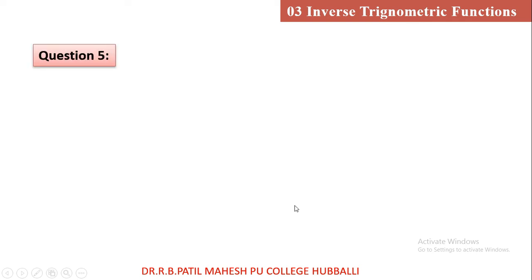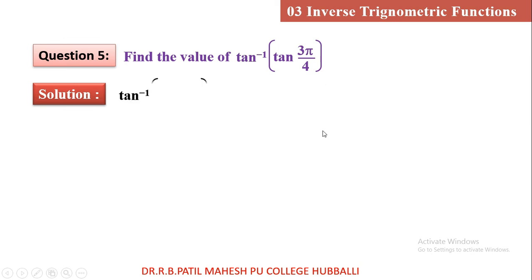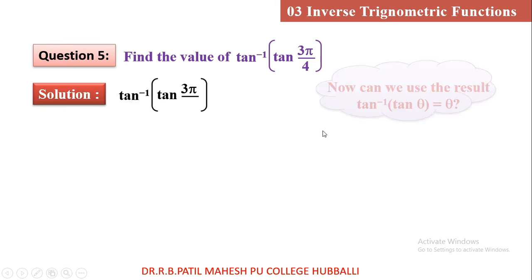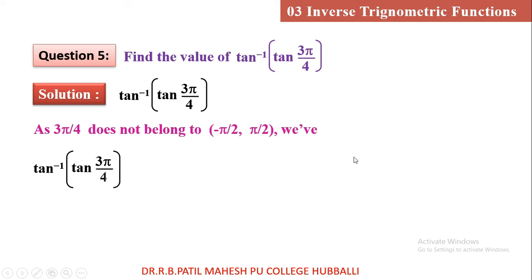Question number 5. Find the value of tan inverse of tan 3 pi by 4. Dear students, the same pattern. Let us consider the given expression, tan inverse of tan 3 pi by 4. Here 3 pi by 4 does not belong to the range of tan inverse, that is minus 90 to plus 90. So we should simplify tan inverse of tan 3 pi by 4. This is equal to tan inverse of tan. Write 3 pi by 4 as pi minus pi by 4.